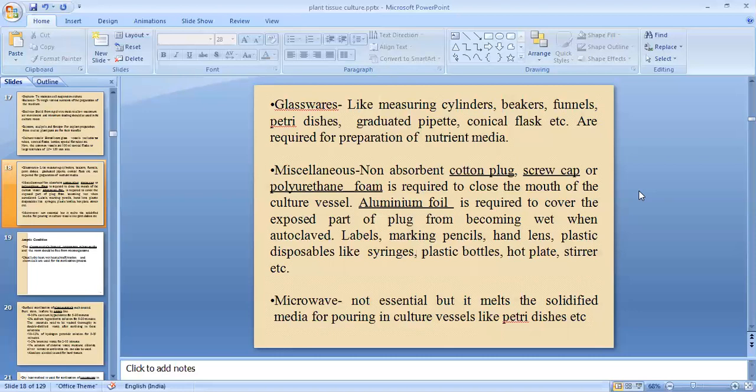And again, over the cotton plug or a screw cap, the aluminum foil has to be kept and it has to be closed properly. And also you require some labels, marking pencils, and hand lens, plastic disposable syringes, bottles, hot plates, stirrer, etc. And apart from that, you also require a microwave oven to melt the solidified media for the purpose of pouring into the culture vessels.